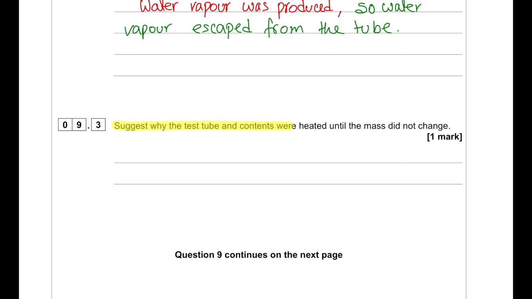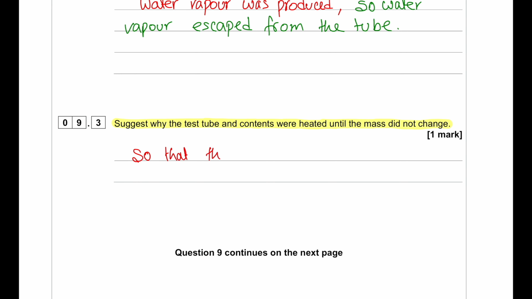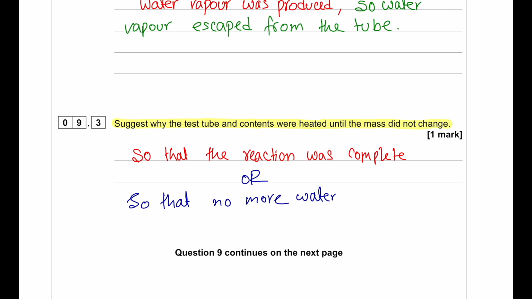Suggest why the test tube and the contents were heated until the mass did not change. We reheat the content again and again and measure the mass to ensure that there is no more water of hydration left within that particular salt. So we can say that the reaction was complete.